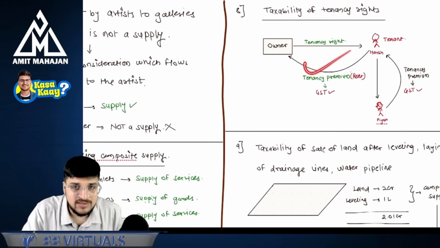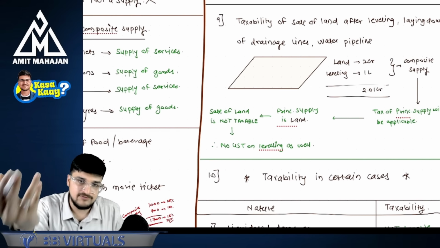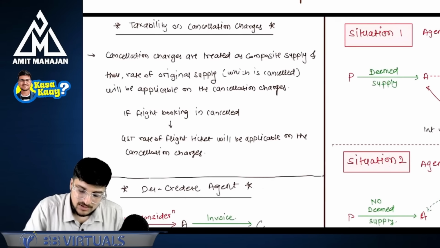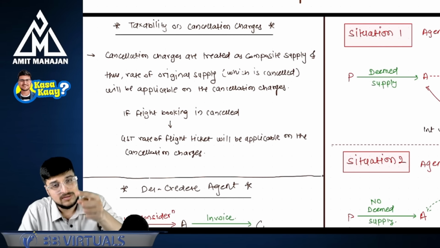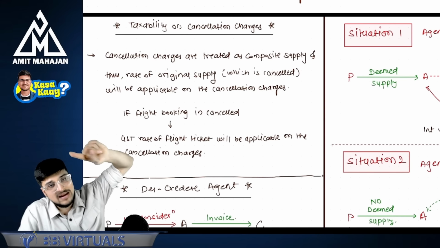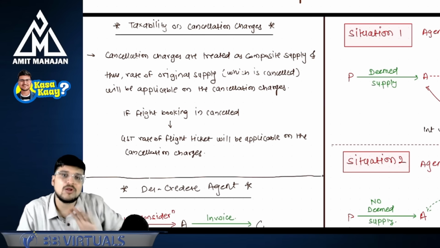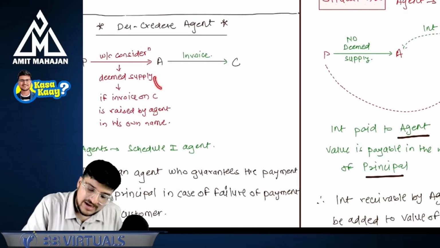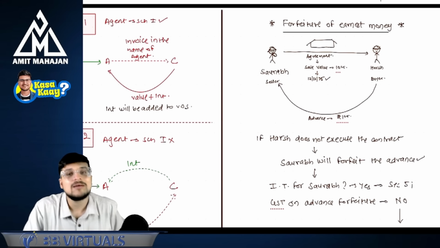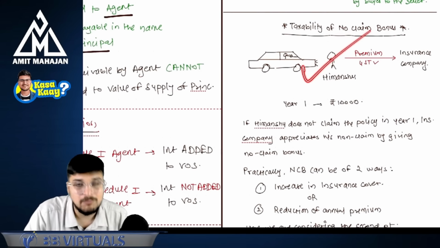Then taxability of tenancy rights, always taxable. Land and leveling charges, it will be treated as sale of land, which means not taxable. Taxability of certain cases, fine. Then cancellation charges, the taxability of cancellation charges will be dependent upon the main supply. What is the main supply? Flight cancellation. What is the main supply? Flight. GST rate on flight will be applicable on cancellation charges of flight. Okay. Del credere agent we saw, and after that we saw forfeiture of earnest money, not taxable because it is mere flow of money. And the next part was no claim bonus.